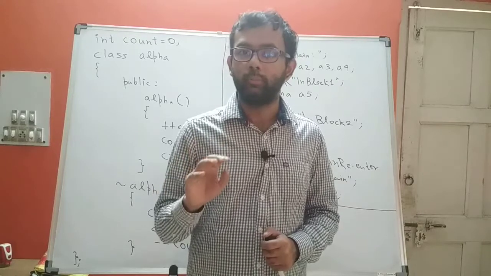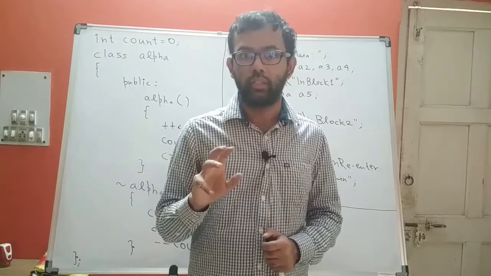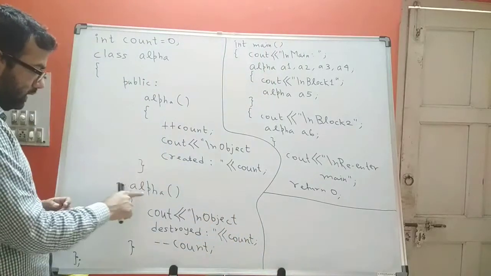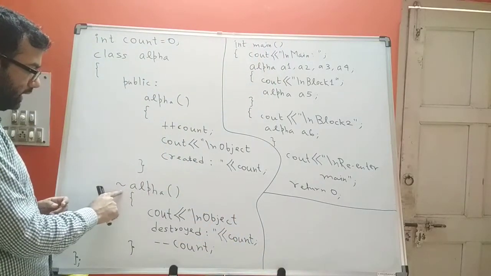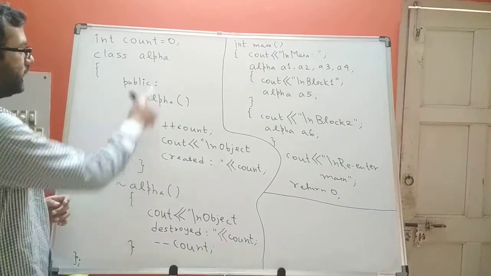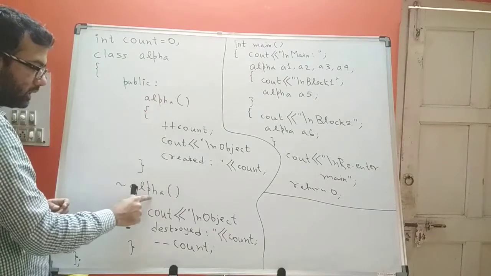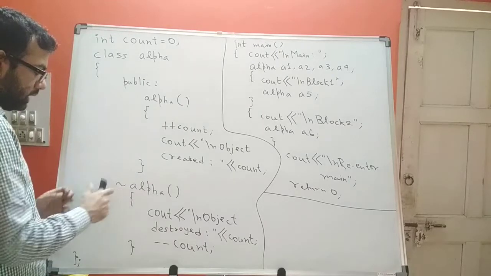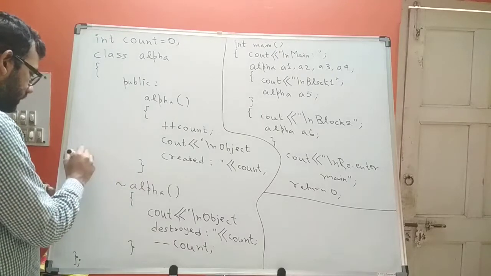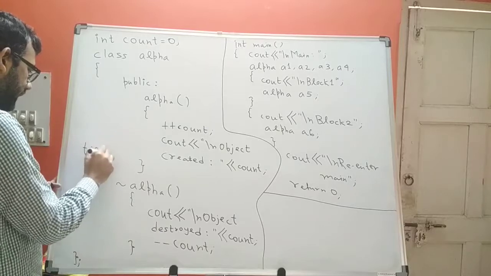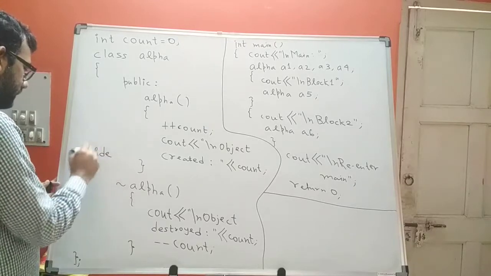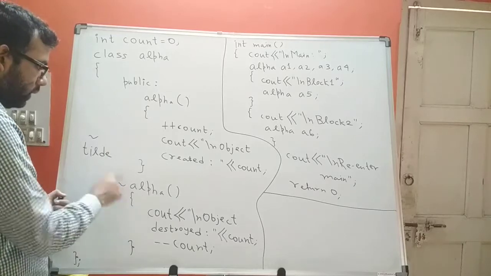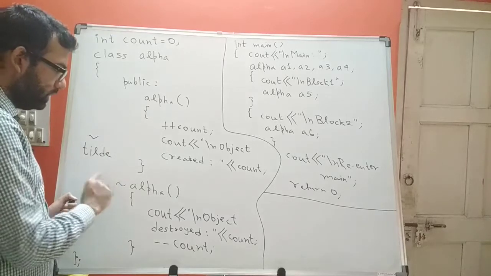Okay? And another point is that a destructor is preceded by a tilde. See, this is how you would identify a destructor. A destructor is identified by having the same name as the class, by taking in no arguments, and also it is preceded by this symbol, and this symbol is called tilde. So a destructor will also always be preceded by this symbol, the tilde.